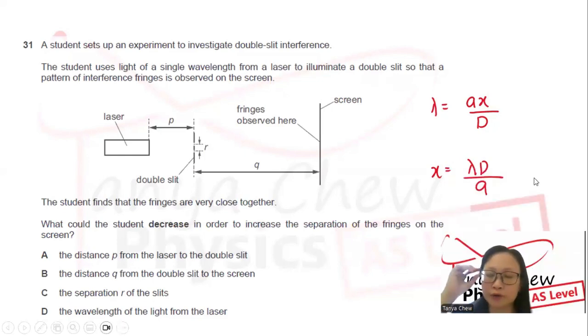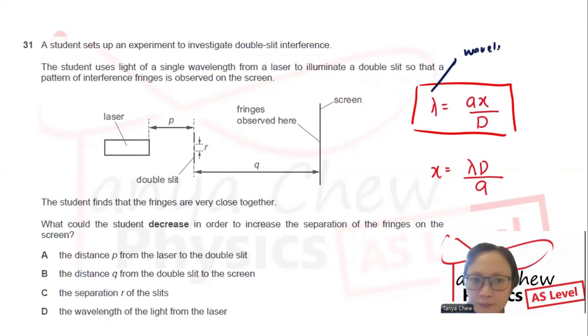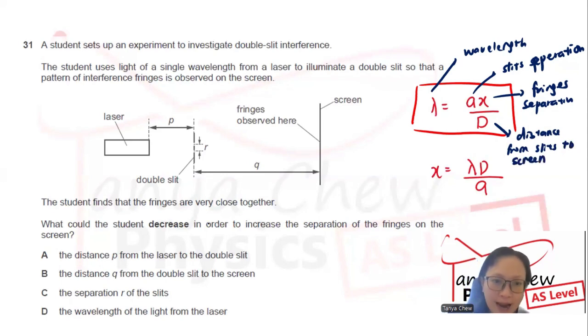First of all, recall the equation of the interference. You get lambda equals ax over D. What does this lambda represent? Lambda represents the wavelength. A represents the slit separation. X represents the fringe separation. And D represents the distance from the double slits to the screen. That is D. Now, they ask to increase the separation of the fringes.